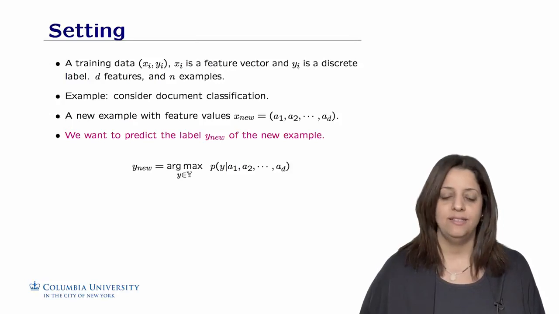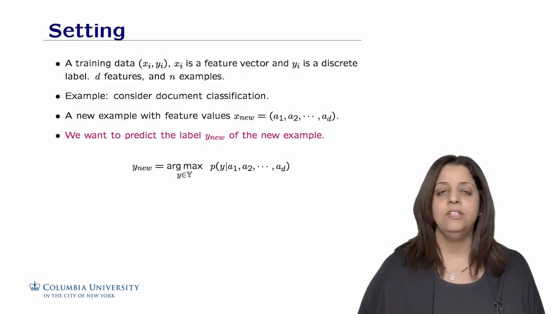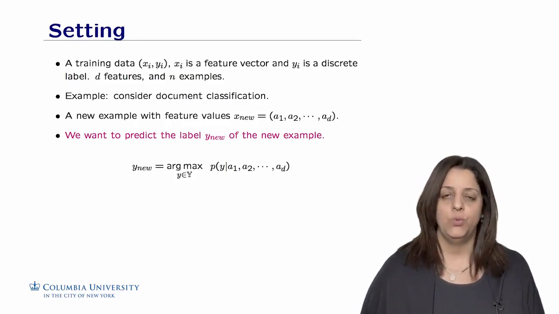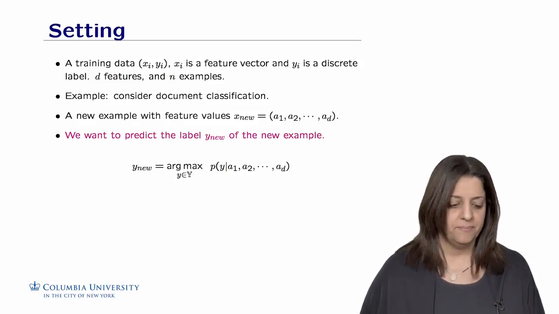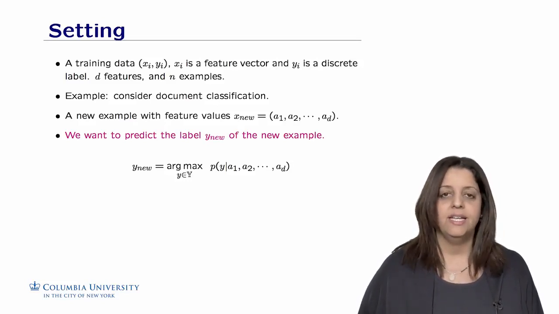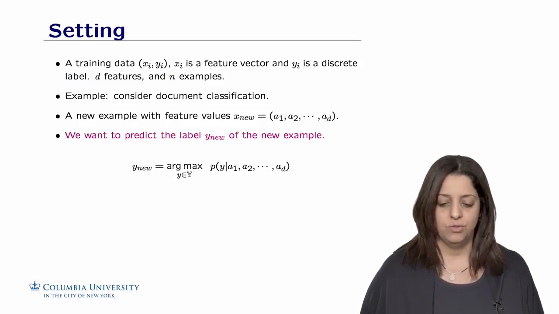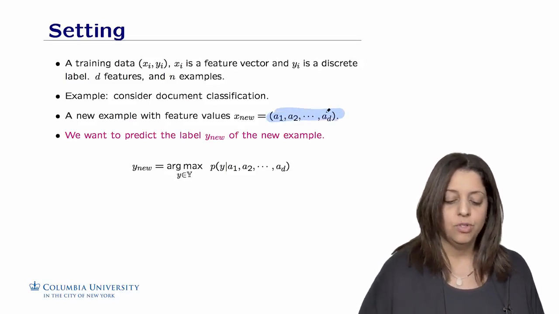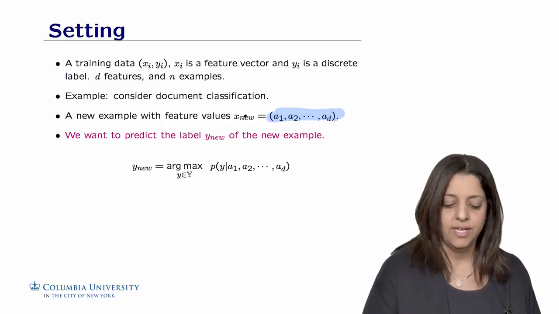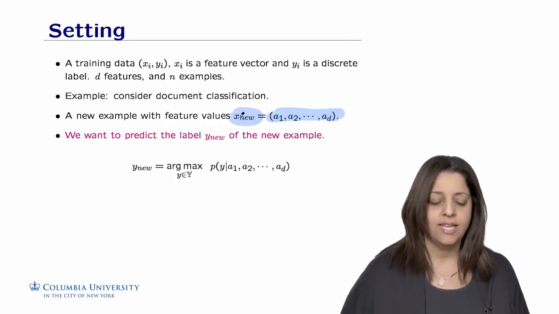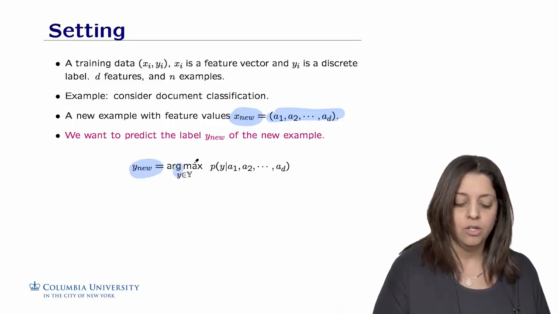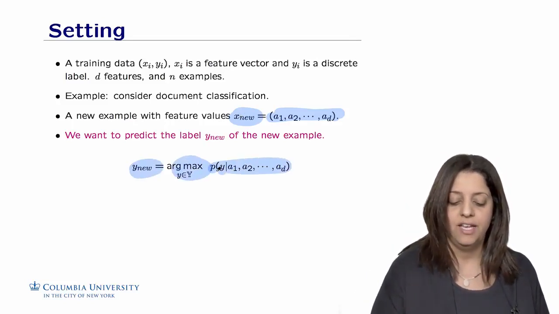So we have a training data, just like in machine learning. We have xi, yi, which are the set of features and their labels. In the case of document classification, we have a set of text along with the class, for example, spam, non-spam. A new example then has feature values A1, A2, AD, and we want to be able to classify this new example by using the generative model that says that y new would be the argmax of p of y given A1, A2, AD.